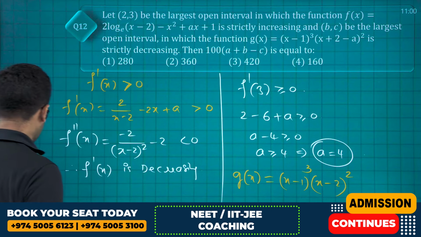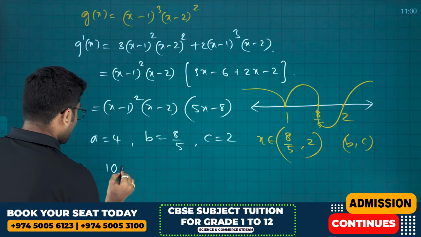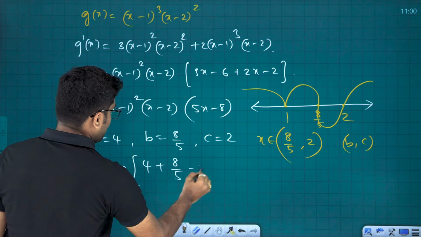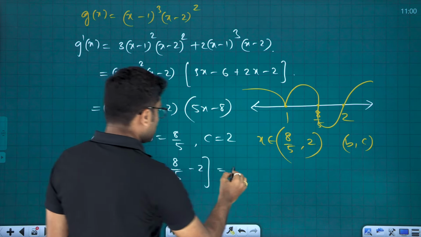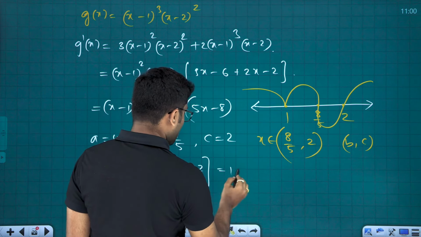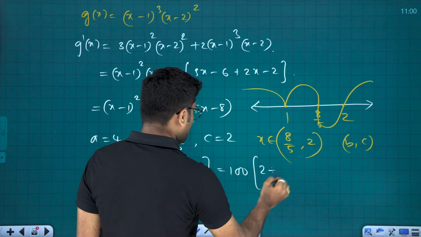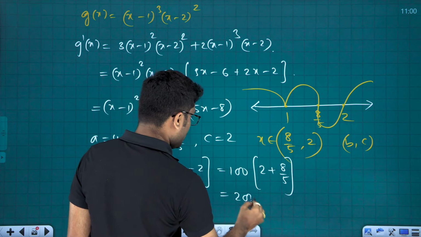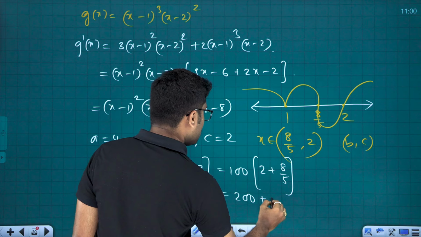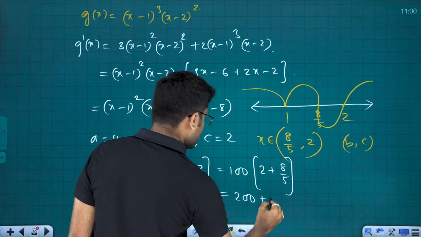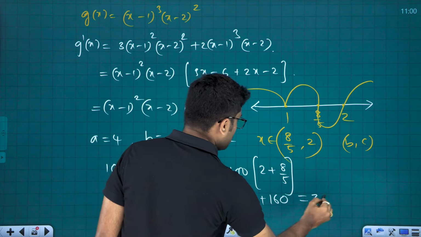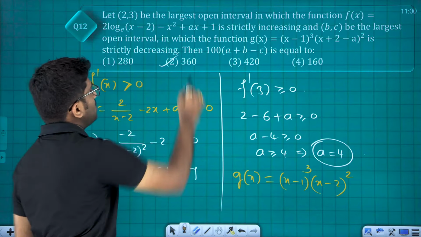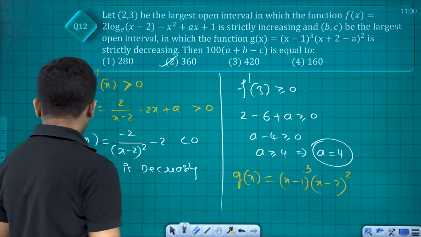100 times a plus b minus c. 100 times a plus b minus c: 4 plus 8 by 5 minus 2. 4 minus 2 is 2. 100 times 2 plus 8 by 5. So 100 into 2, 200, plus 5 ones are 5, 20... that is 160, which is equal to 360. 360 is the answer, friends, option 2. Next question.